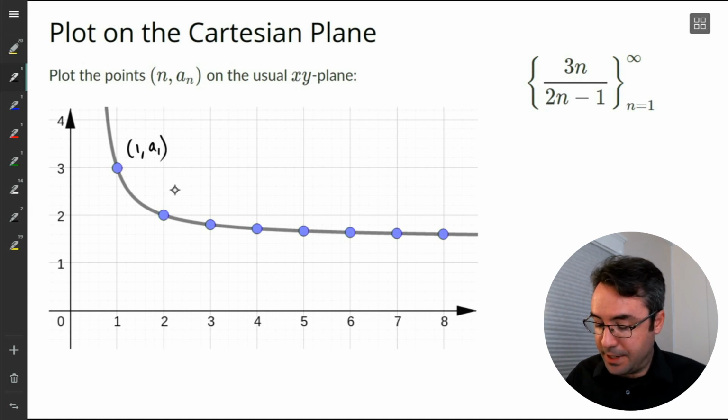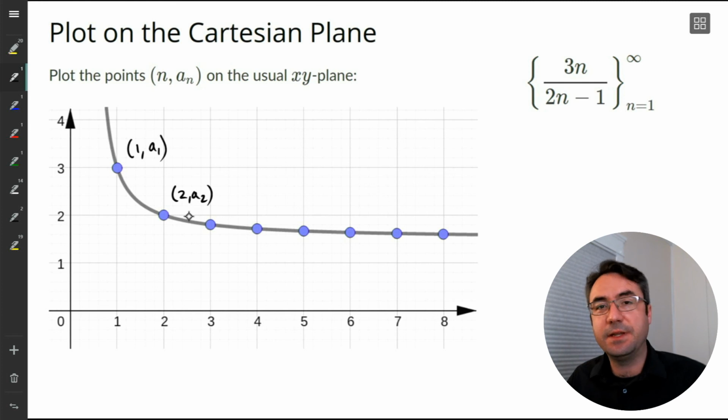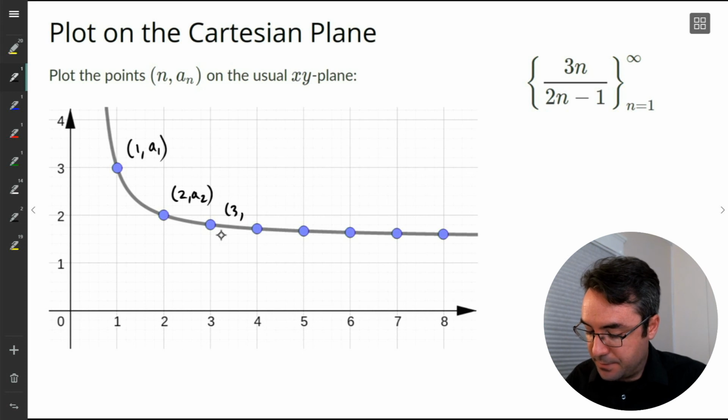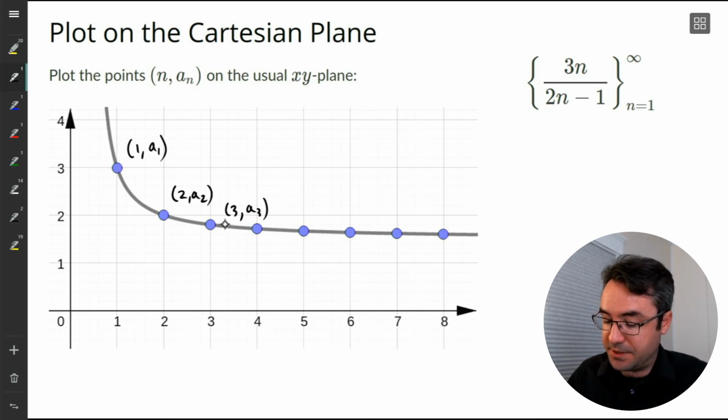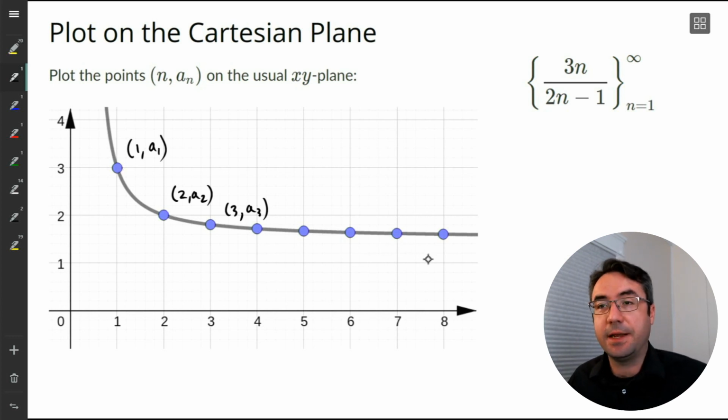Then our second point here is when n is equal to 2, and that is whatever our sequence value was, a2. We did that in example 1. Won't rewrite it here. And then so on. So this would be like the n value is 3, and then it would be sequence value a3. And then we can keep plotting points. So this is just a way to kind of visualize a sequence. It's just discrete points on the xy plane.